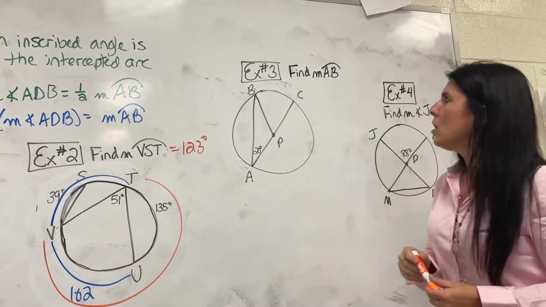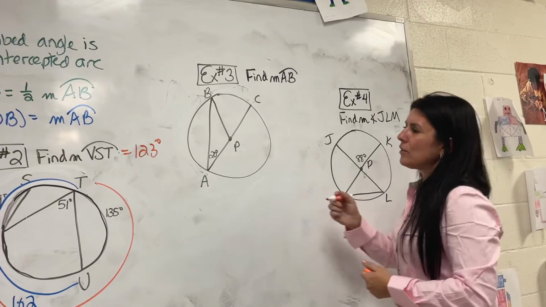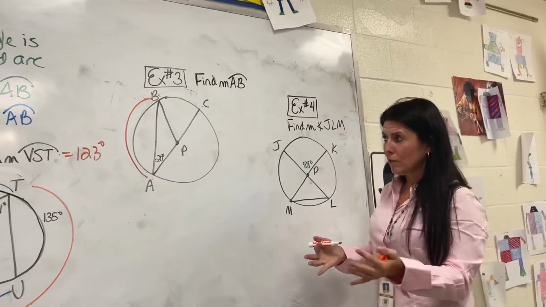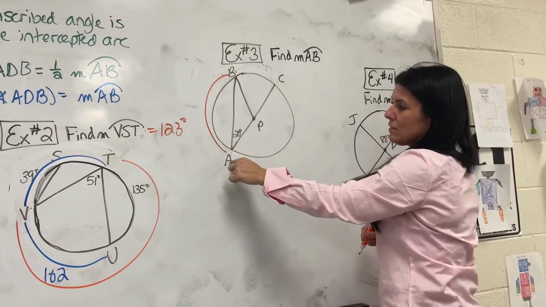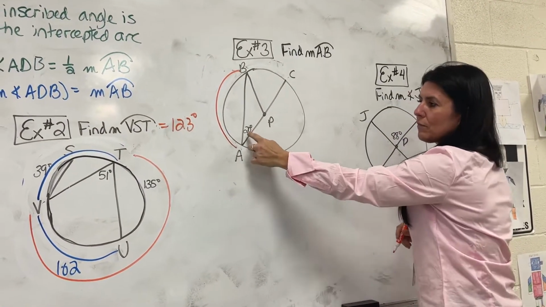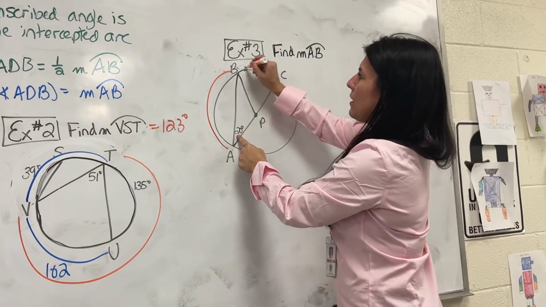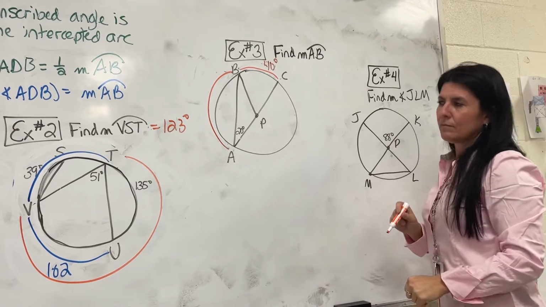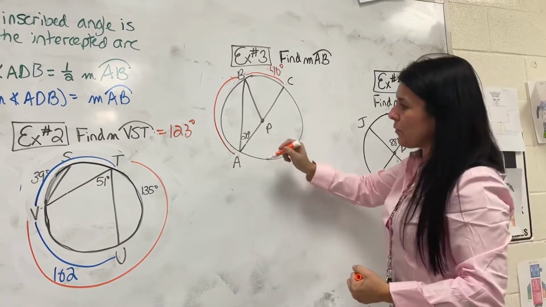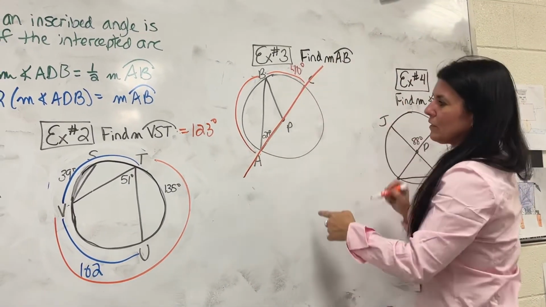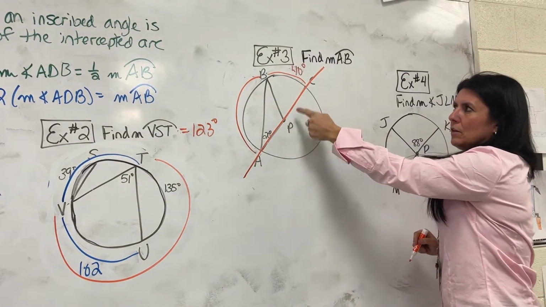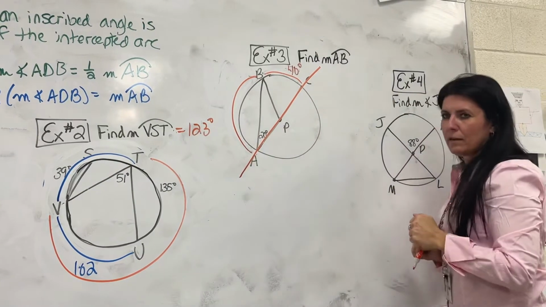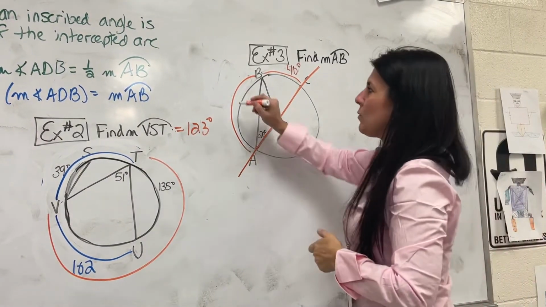Moving on, the next one asks you to find the measurement of arc AB. So what we start with is what's given to us. This angle is an inscribed angle. So if this angle is 20, that means that arc BC is double that, which is 40 degrees. I also see on this one that this is a diameter because it goes through the center. So if I know that this part of the arc is 40, what does this part of the arc have to be? 140, to add to 180.